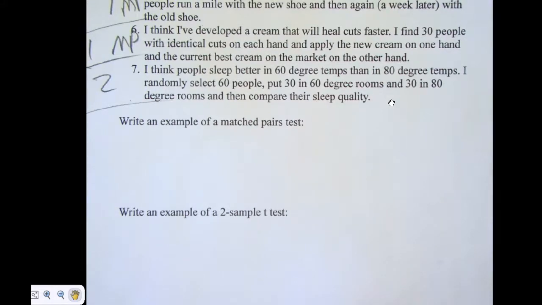Alright, Nick, what do you got? So listen to Nick's, and don't tell us which one it is. Then you guys tell Nick if it's matched pairs or 2 samples. So I think that people do better on written exams than multiple choice. So I get 60 people, have them take a written test, and then a day later they take a multiple choice test. Matched pairs or 2 sample? Matched pairs.